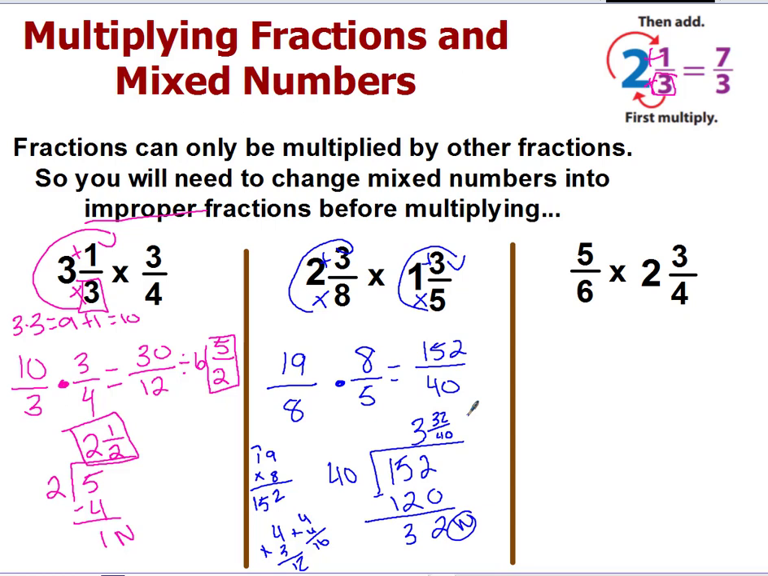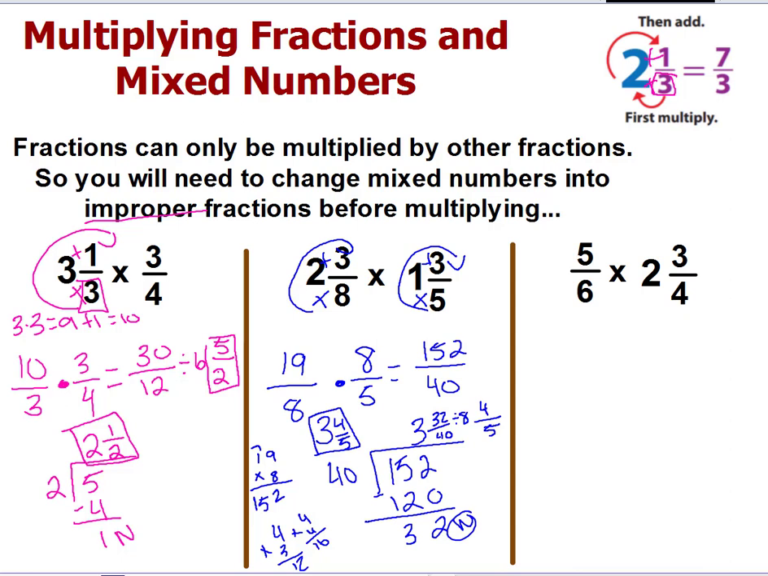Okay, so that I can clearly simplify. I know that 32 and 40 have a common factor which is 8. So I can simplify 32 and 40 by dividing by 8. 32 divided by 8 gives me 4, and 40 divided by 8 gives me 5. So my final answer is going to be 3 4/5.